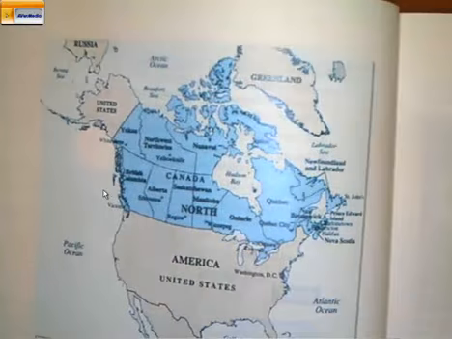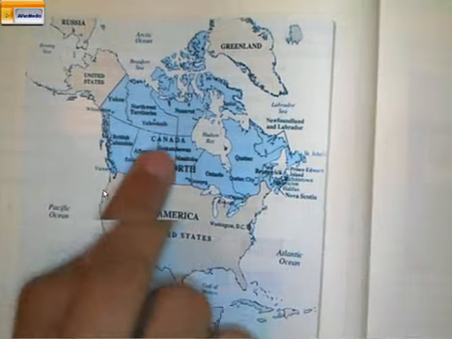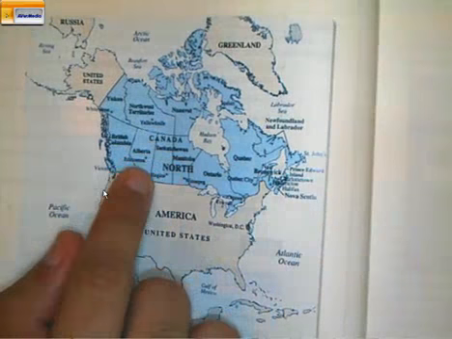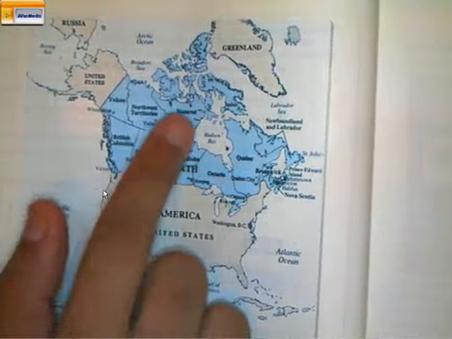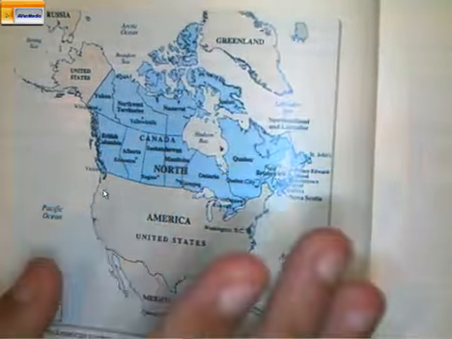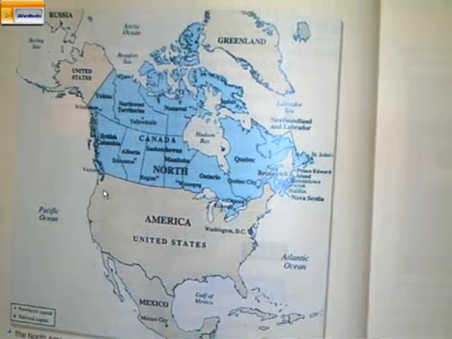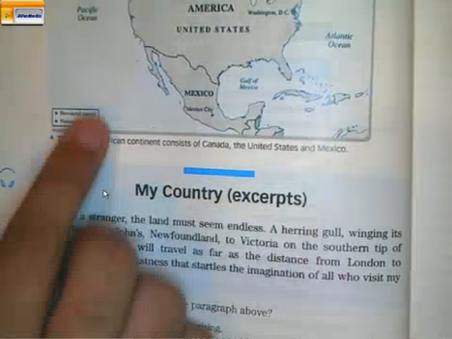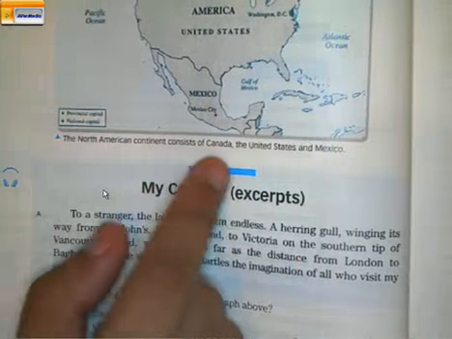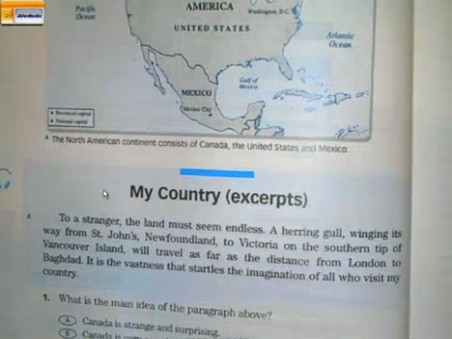We have here the passage, "My Country," and as we said, we should look at pictures before we read. So this is the picture of Canada. We see here the provinces, the cities. Here is Quebec, where there are many French people. They speak French and they live in the French way, French style. And the title of the picture is "The North America continent consists of Canada, the United States, and Mexico." All of these help us before we read.